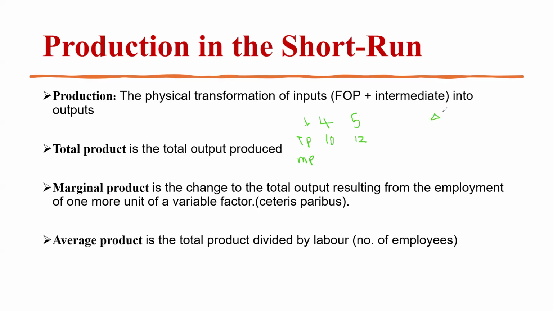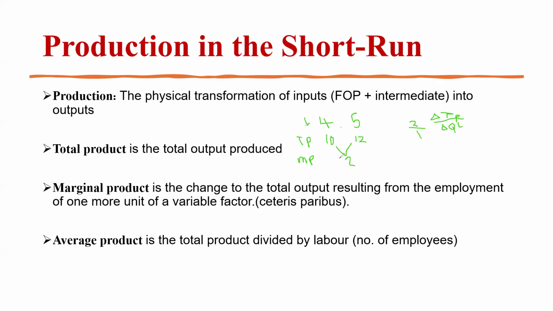The formula says a change in total product. It's the one that I wrote here. It's the change in total product over, sorry guys if it's not neat, over change in the quantity of what? Of labor, right? So the change in total product, you say 12 minus 10, you get 2. So it's going to be 2 divided by a change in the quantity of labor. So you say 5 minus 4, you get 1. So if you say 2 divided by 1, you get what? You get 2. So the change here is 2.